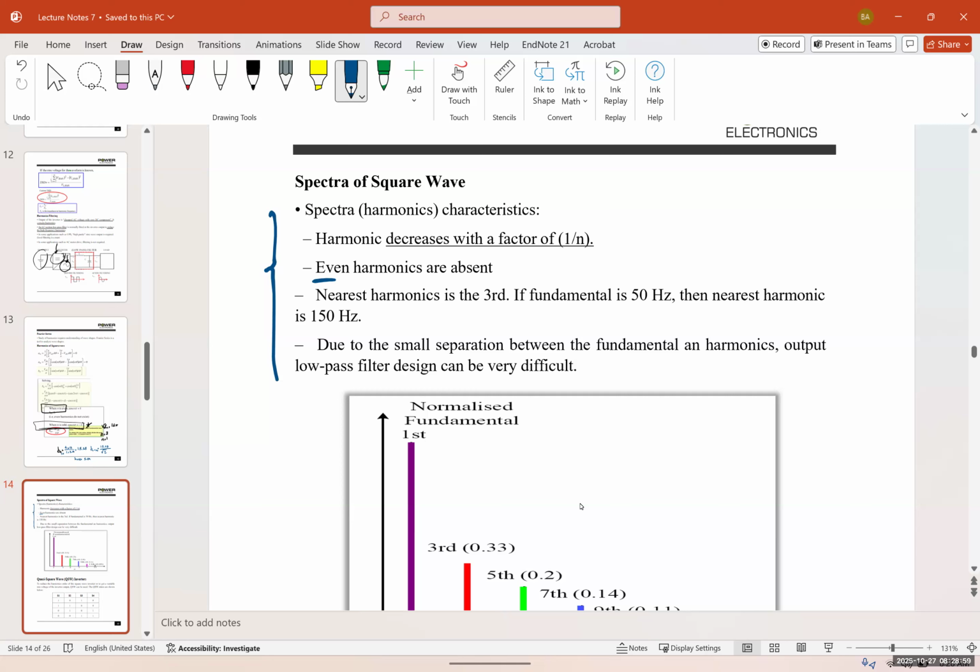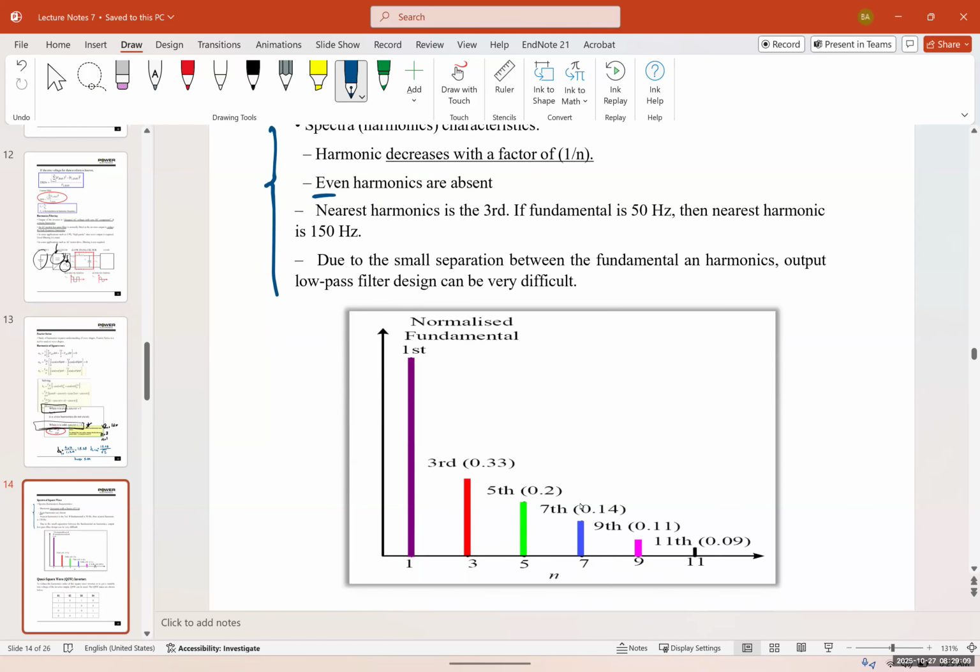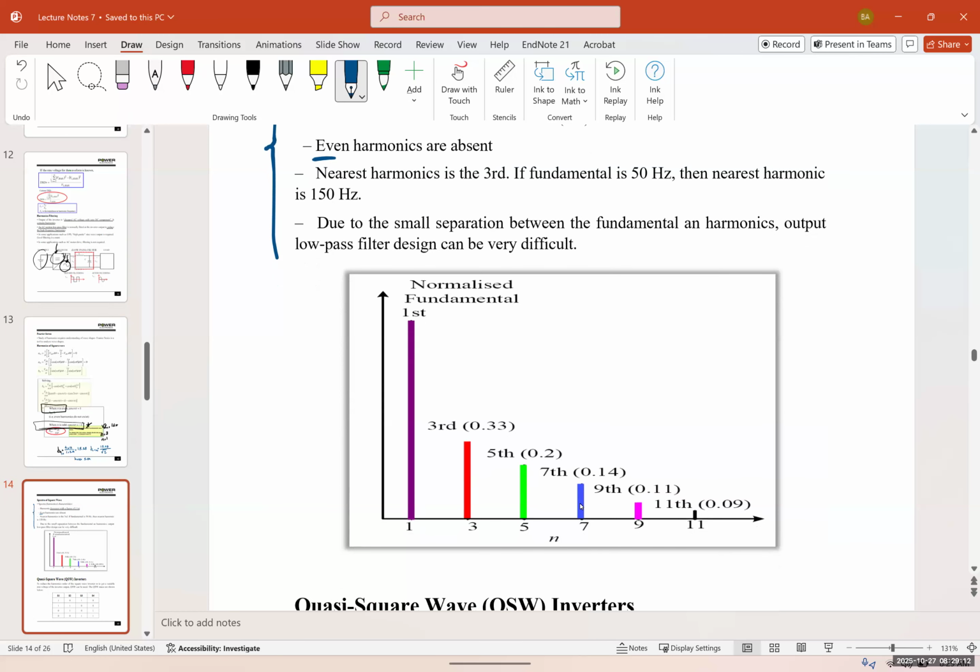Due to the small separation between the fundamental and harmonics, output low-pass filter design can be very difficult sometimes. This is a very good graph showing the fundamental, which is the first, third, fifth, seventh, ninth, and 11th.